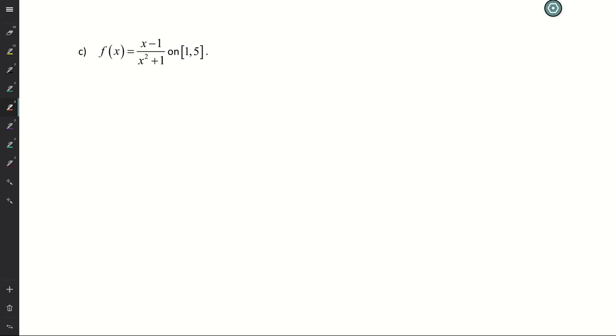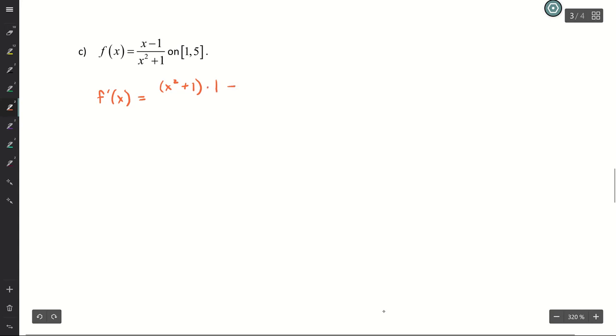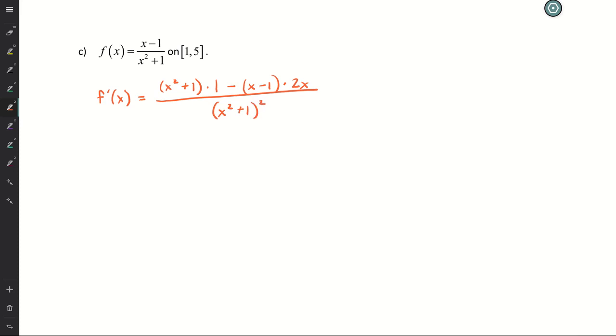Okay, on this particular one, let's first find the derivative. So f prime of x, we know we're going to be doing quotient rule here. So we keep the bottom, take the derivative of the top, and then minus, we're going to keep the top, take the derivative of the bottom. And it would all be over the bottom squared.